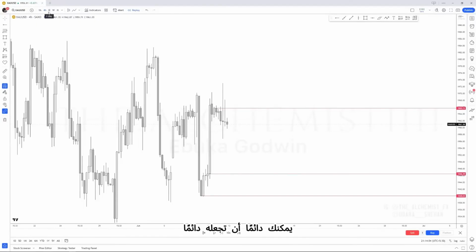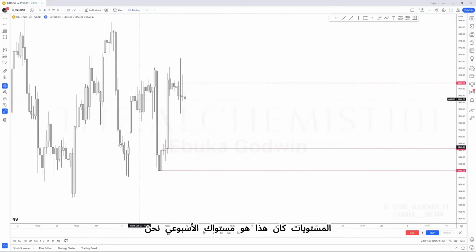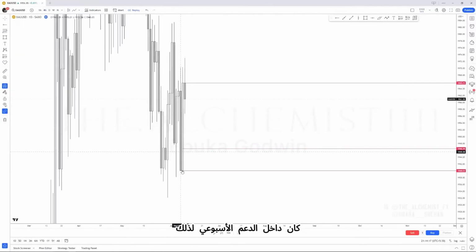Now, you can always make it a habit to refine these higher time frame levels. This was your weekly level. We refined it to H4, and we also had in mind that this whole thing was a weekly support. So this daily support was inside of the weekly support. That's a good zone to pay attention to. Now you can mark this one out. No problem.